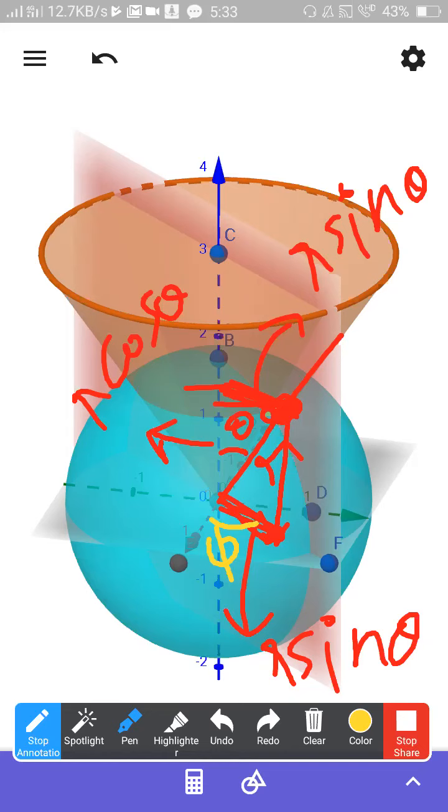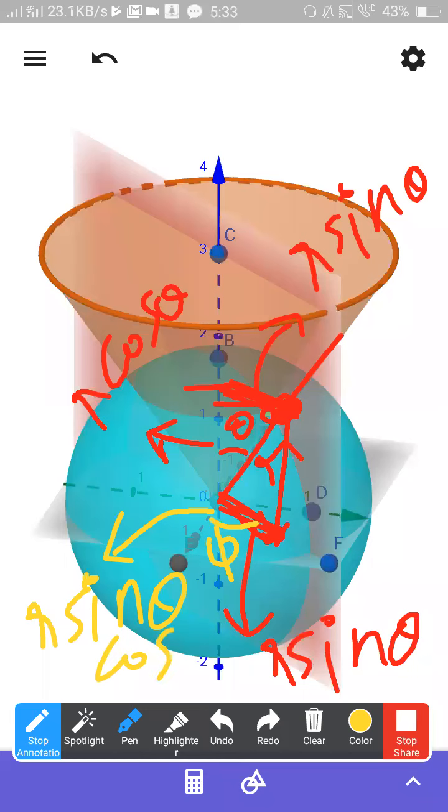Once it is phi, what will be this value? Already r sin theta is in your hand, and one more angle comes, phi. So r sin theta cos phi. And once you extend this to the x-axis, that will be r sin theta cos phi.